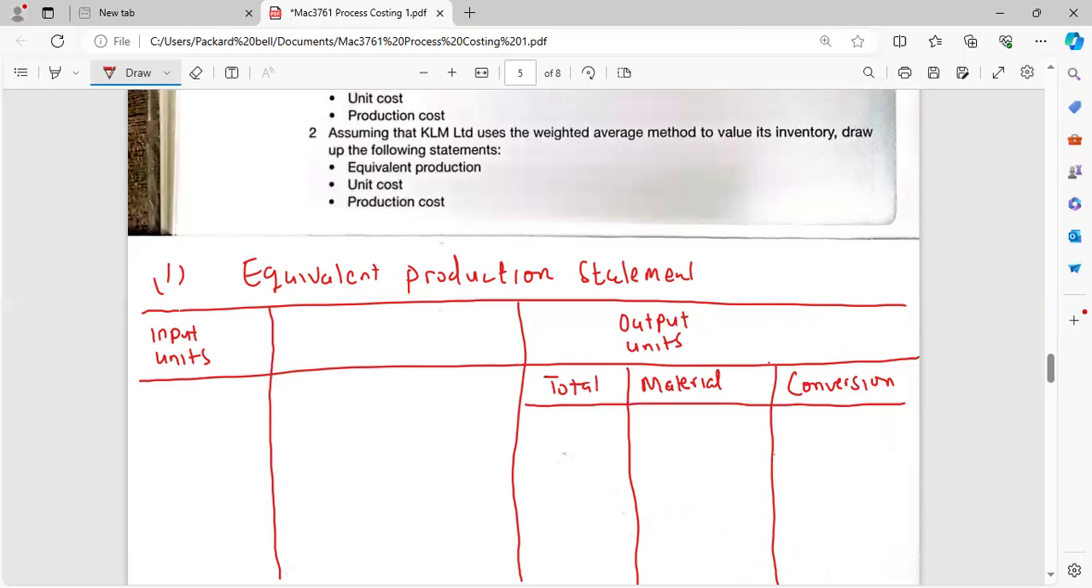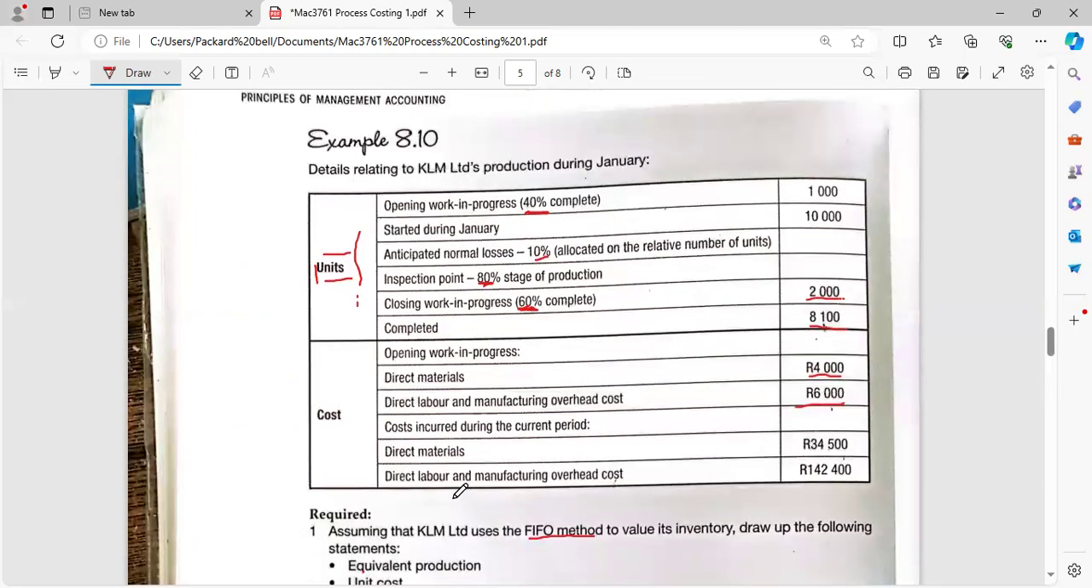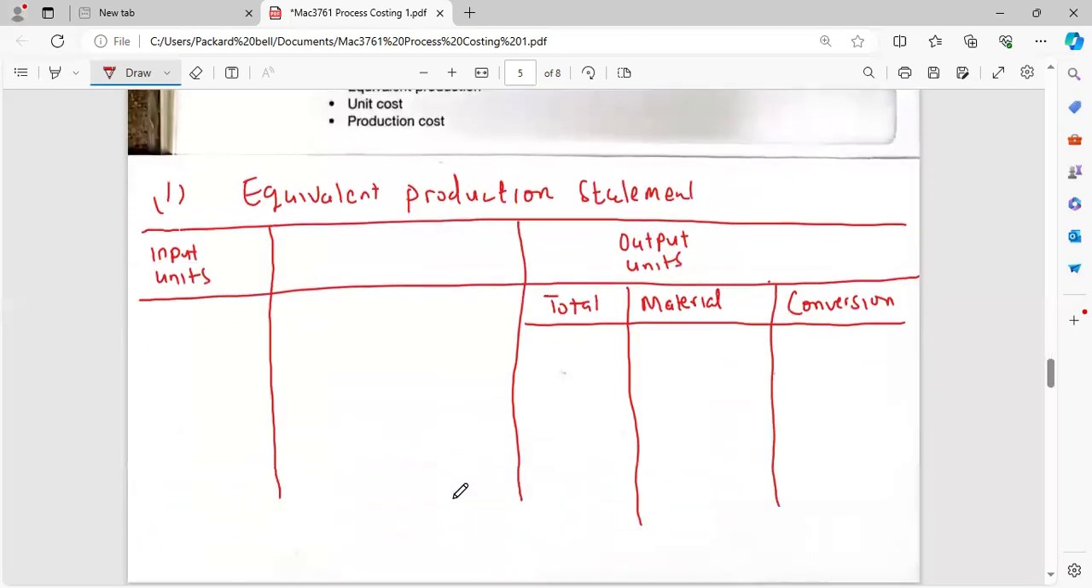Right, so let's start to look at what we do. These guys, they are using the FIFO. We are using FIFO. So let's start with the opening work in progress. There is opening work in progress of 1,000 units. Right, so we have 1,000 units of opening work in progress.